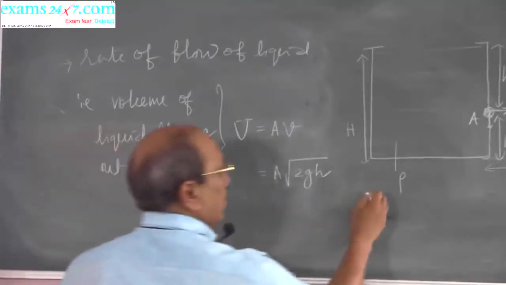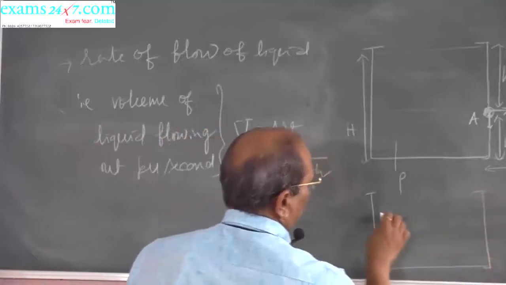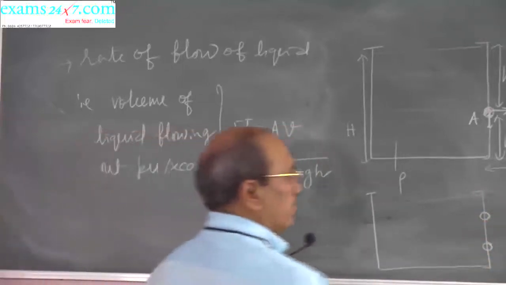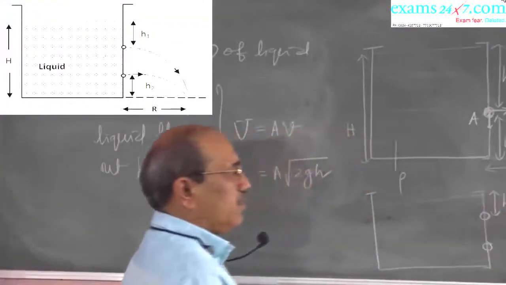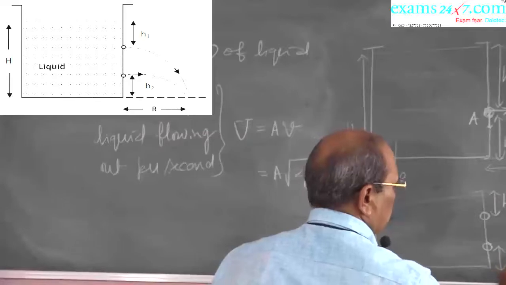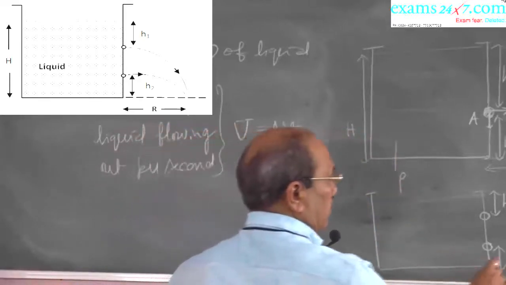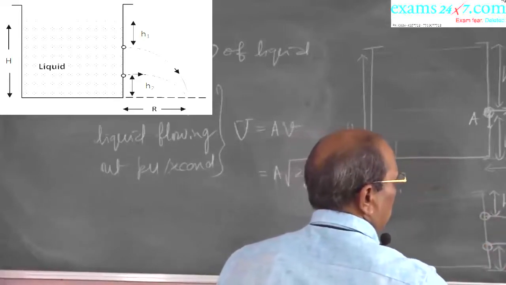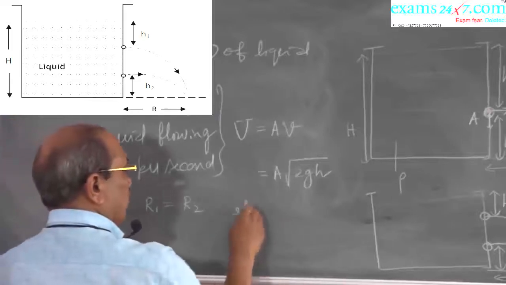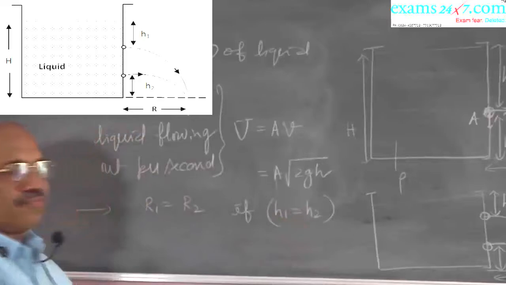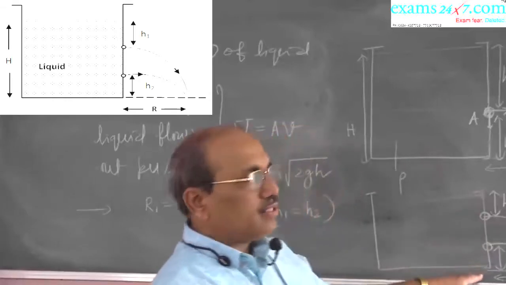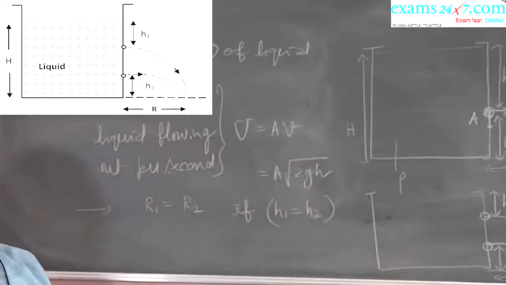And another relation here is, suppose we have two orifices at two different levels for a given container. If it is H1 from the free surface of the liquid to the first orifice, the depth is H1, and the other is H2, the height of the second orifice from the bottom, the range may become equal. R1 is equal to R2 is possible if H1 is equal to H2. The depth of the orifice from the top surface of the liquid is equal to the height of the second orifice from the base. If they are the same, then the range will become the same.